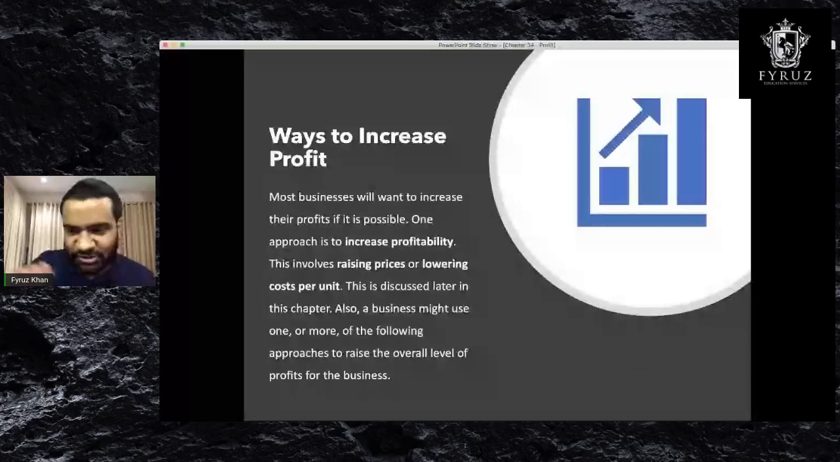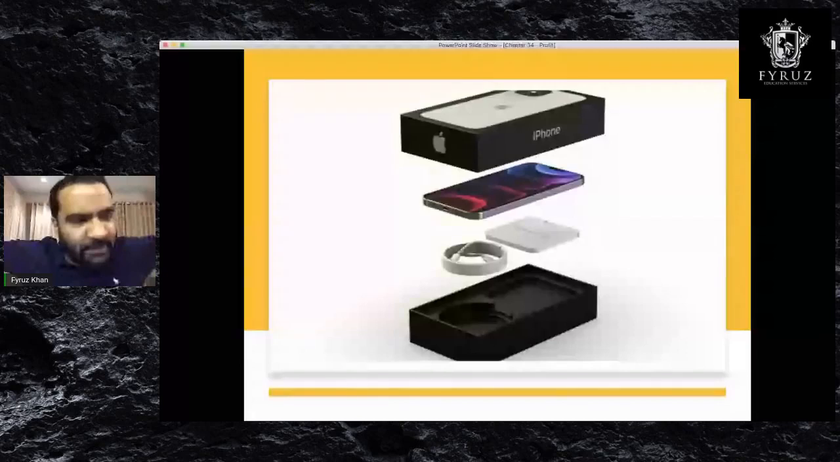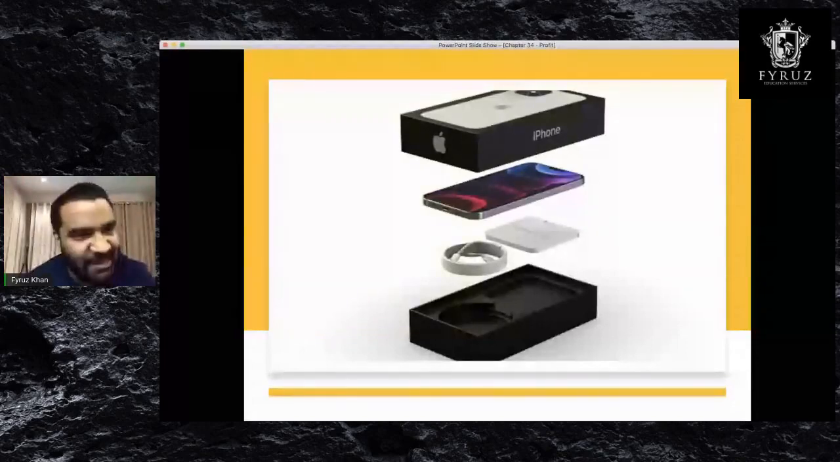Now, ways to increase profit. There are different ways to increase profit. One way is, if you want to increase the profitability of a product, you can raise their prices and lower costs per unit. I will tell you more about this.